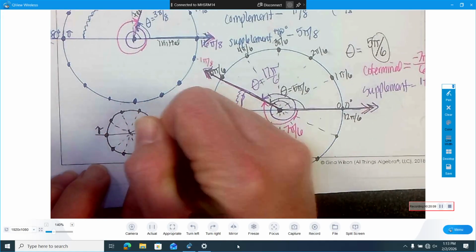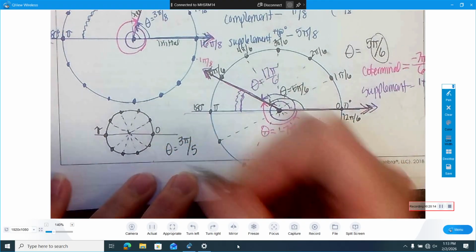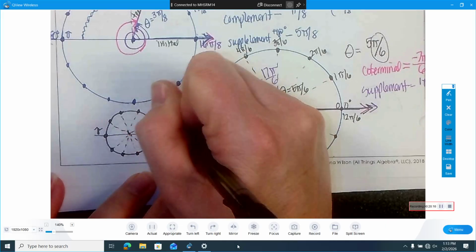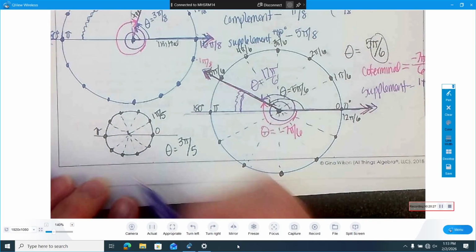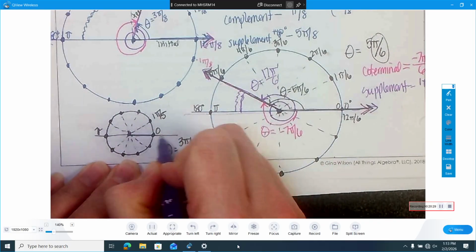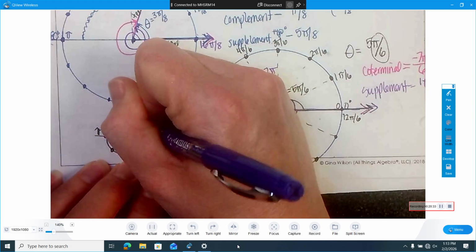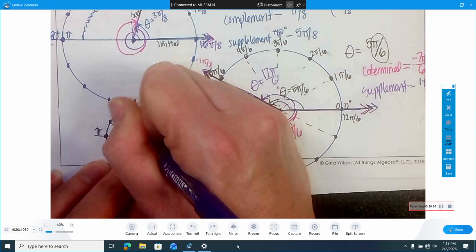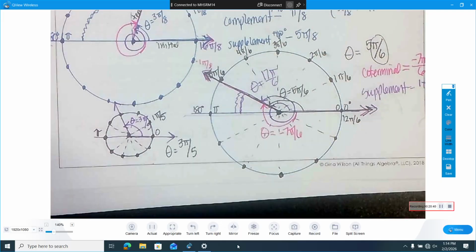How big is each wedge here? 1 pi over 5, yep, 1 pi over 5. And so 3 pi's over 5, what quadrant does that land in? Second quadrant, yeah, second quadrant. Let's see, 1 pi over 5, 2 pi over 5, 3 pi over 5. There it is. There is my theta equals 3 pi over 5.